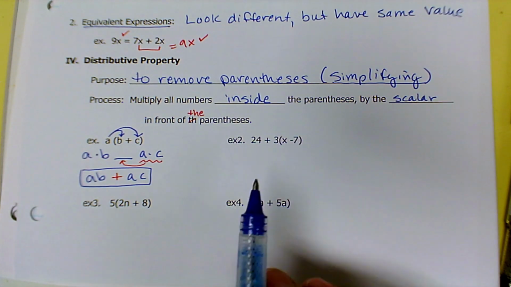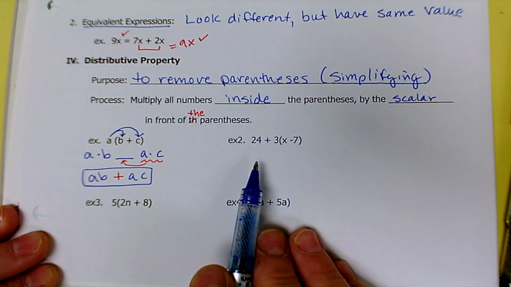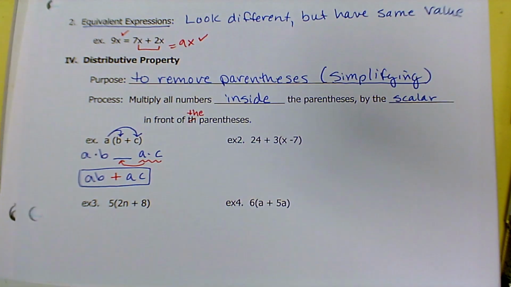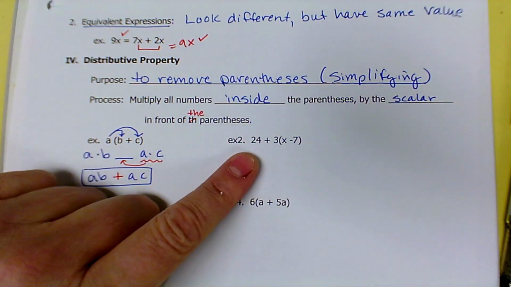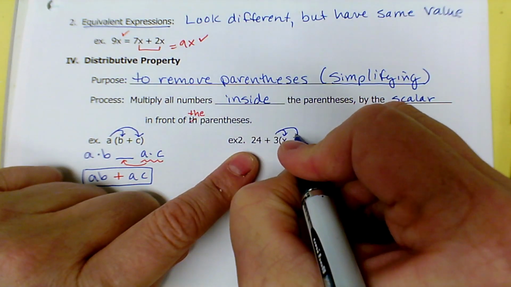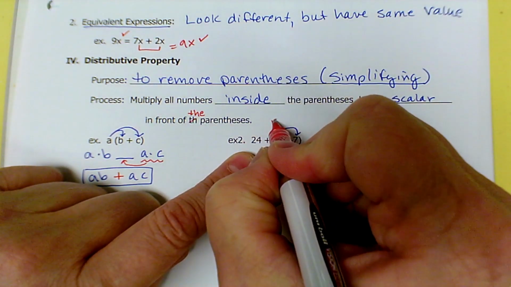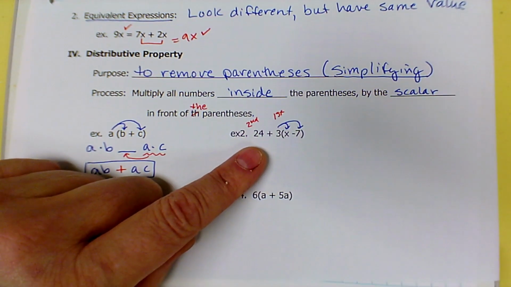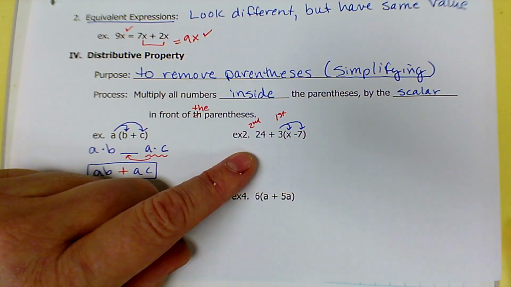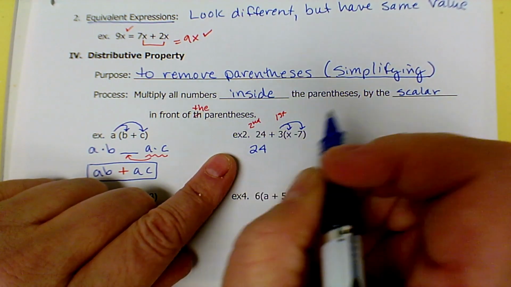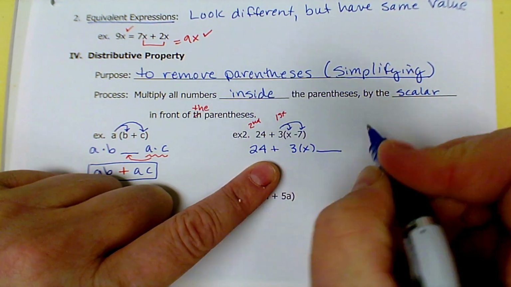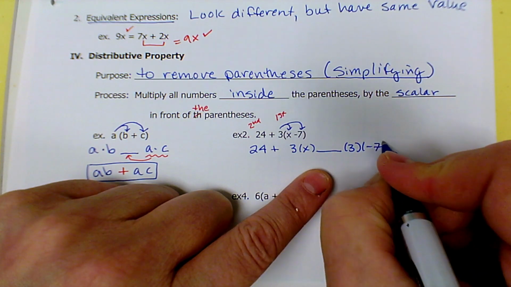Okay, example 2. The 24 is not next to parentheses, but the 3 is. In order of operations, multiply always comes first. But even before that, grouping symbols come first. That's how you know you have to distribute the 3 first, and then second deal with the 24, because we multiply before we add. So here we go. I'm just going to recopy the 24, and then we have plus a 3 times x, leave a space, 3 times negative 7.